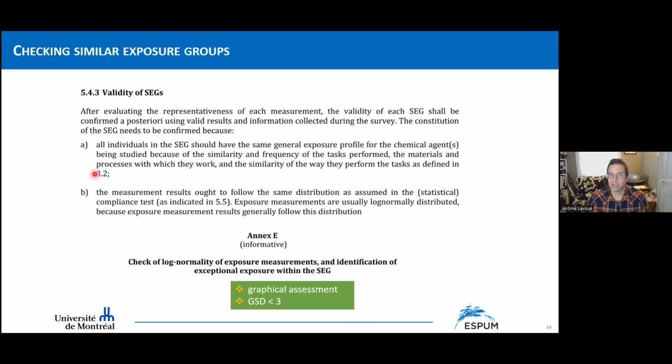There's a lot of focus on trying to check the validity of the similar exposure groups. So being careful about how we define them is fairly important. So Aristides, there's a recommendation that if your global GSD in your data is above 3, you should try to make some verifications. So it would be like an alarm, so to speak.